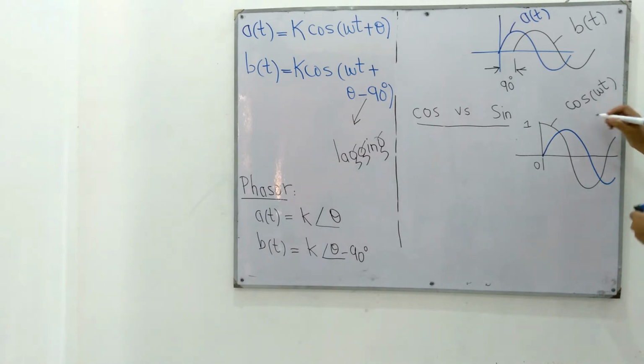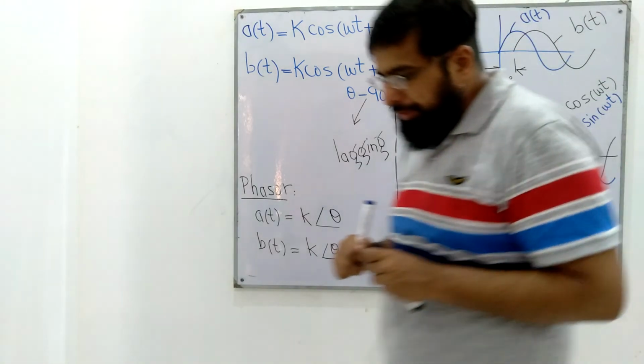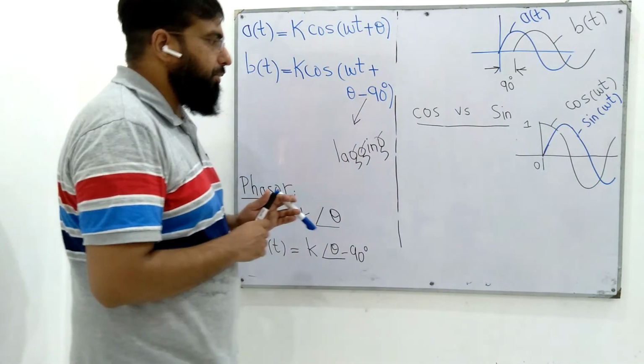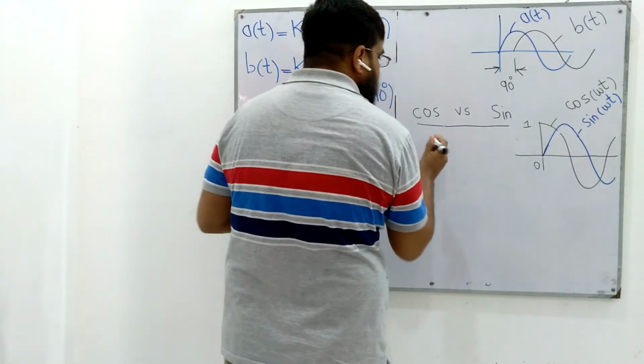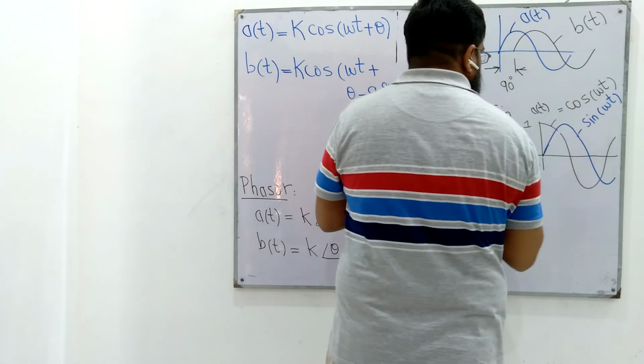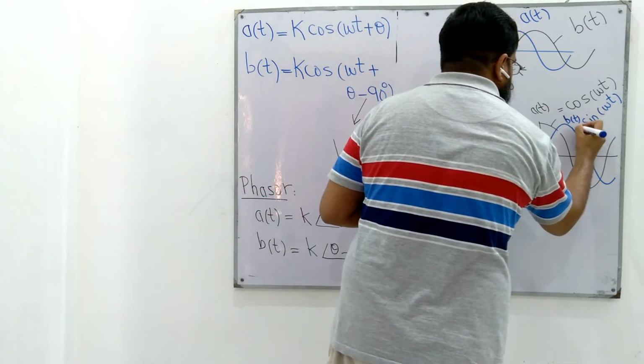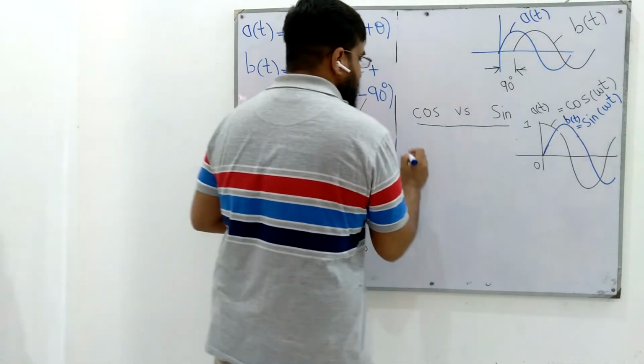Let's plot a sine here. This is sine omega t, starting from 0, has some frequency omega, the max magnitude is 1. So we write it sine omega t. Right. Let's see what's the difference between the two. Let's call this A of t and this B of t.